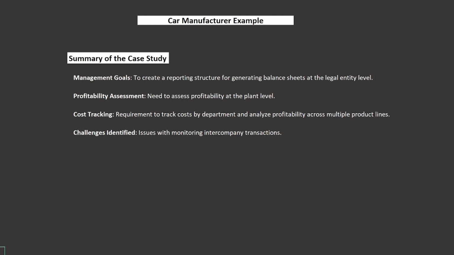So let's start. In this case study, we examine a car manufacturer with production facilities across India. The management is seeking a reporting structure that allows them to generate balance sheets at the legal entity level and assess profitability at the plant level. Additionally, they require the ability to track costs by department and analyze profitability and costing across multiple product lines. The company has also indicated challenges in monitoring intercompany transactions.